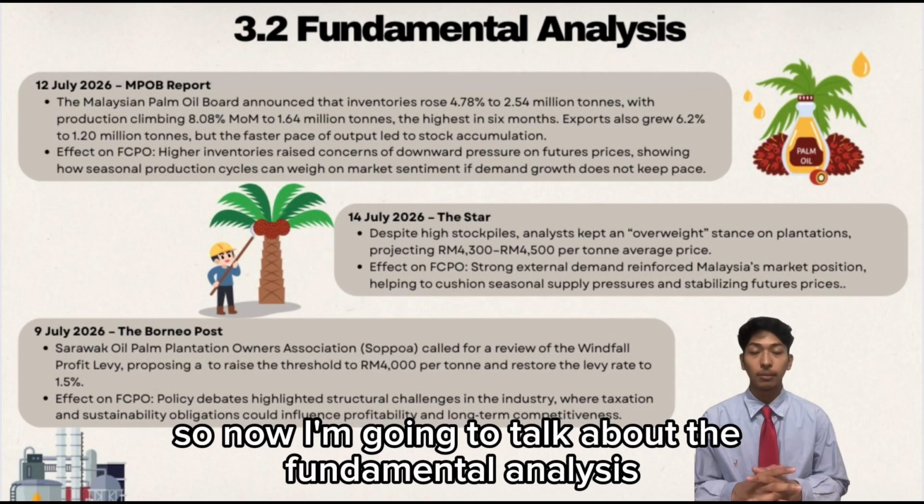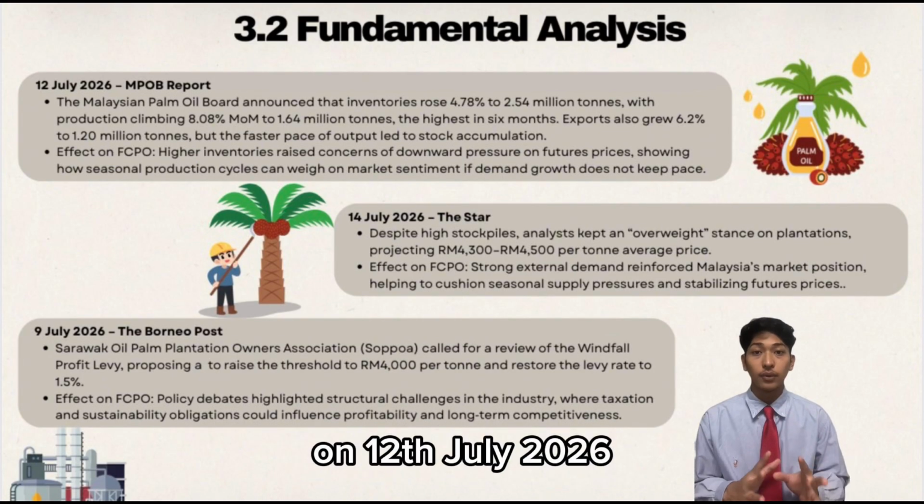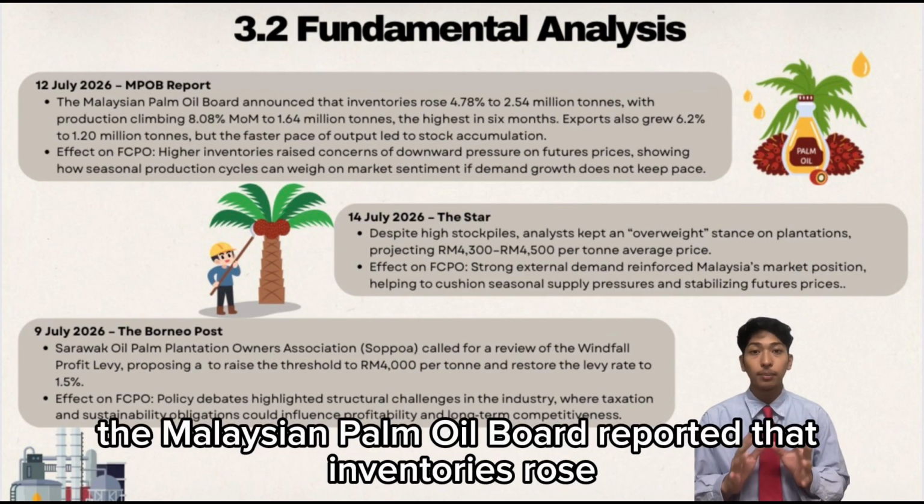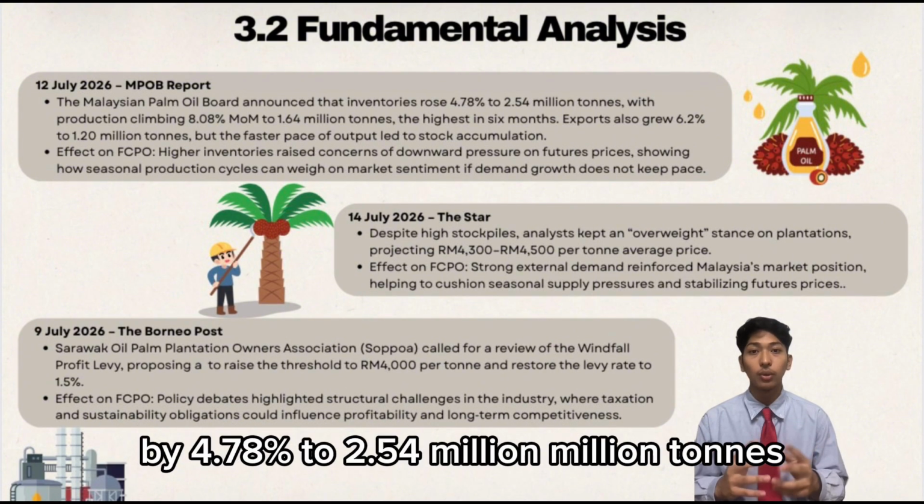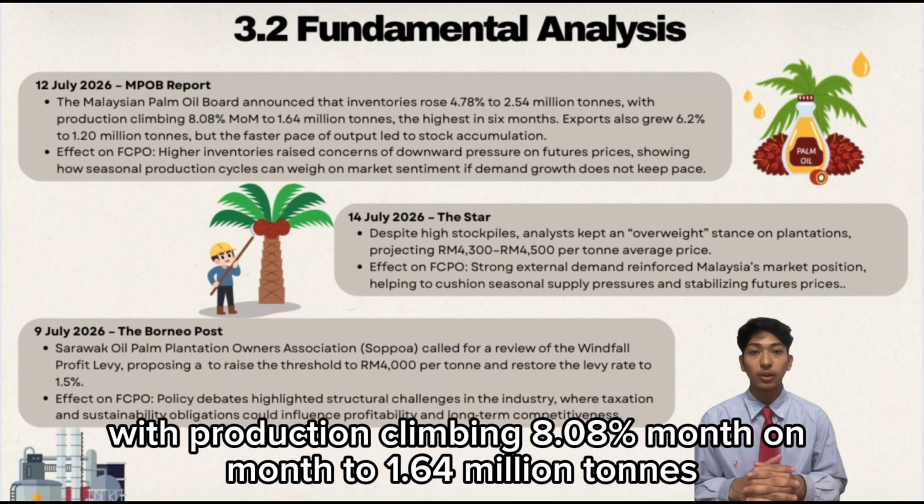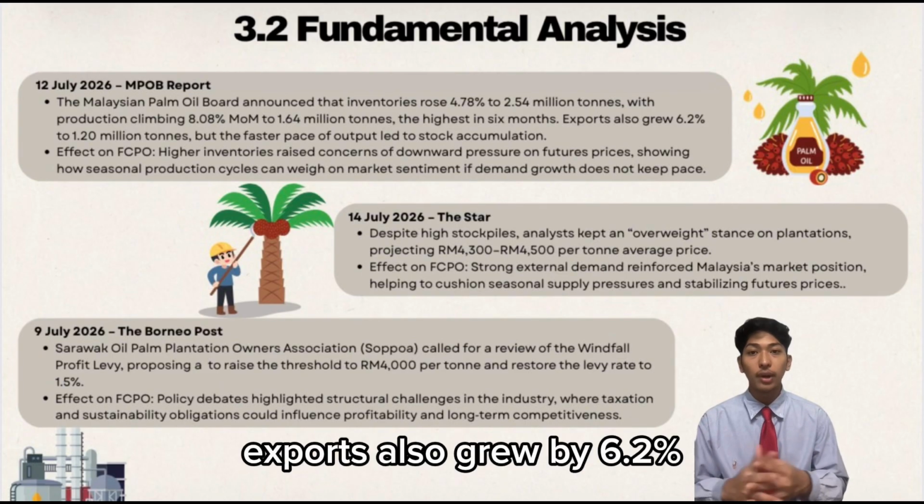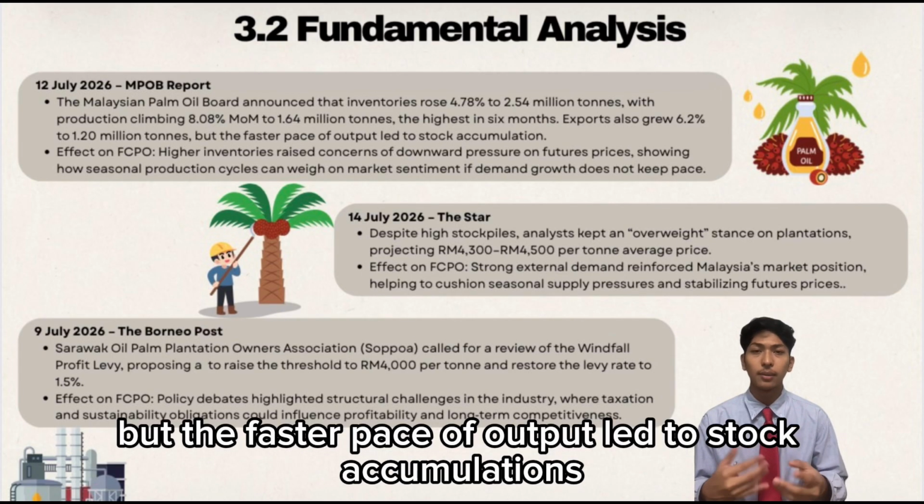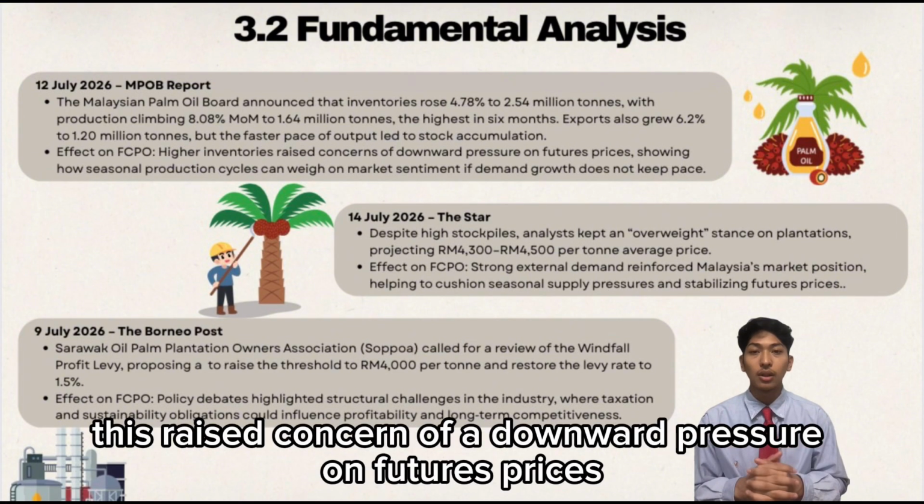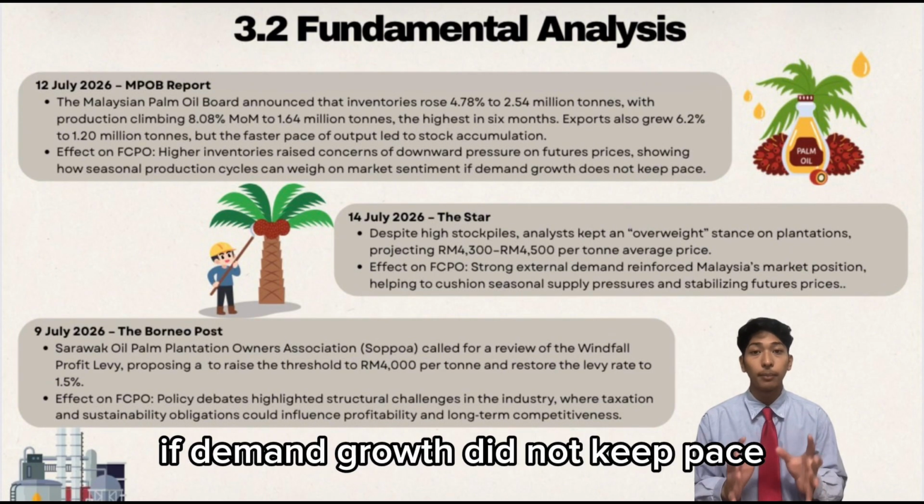So now I'm going to talk about the fundamental analysis. On 12 July 2026, the Malaysian Palm Oil Board reported that inventories rose by 4.78% to 2.54 million tons, with production climbing 8.08% month on month to 1.64 million tons, the highest in 6 months. Exports also grew by 6.2%, but the faster pace of output led to stock accumulation. This raised concern of downward pressure on futures prices if demand growth did not keep pace.